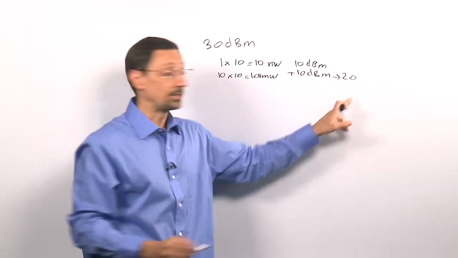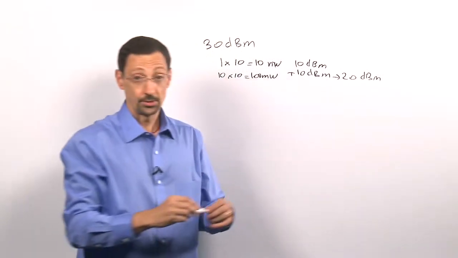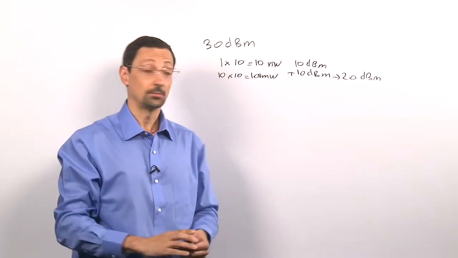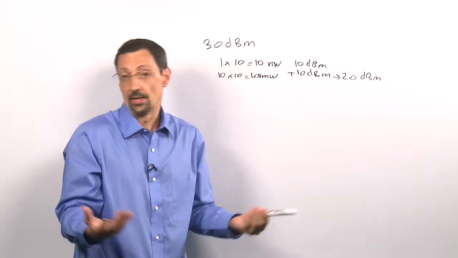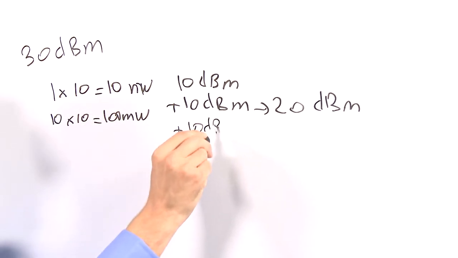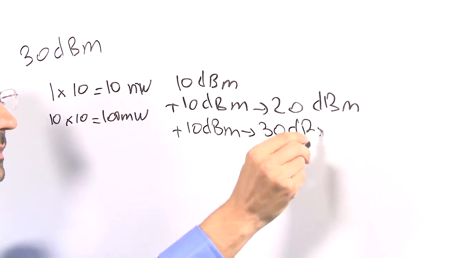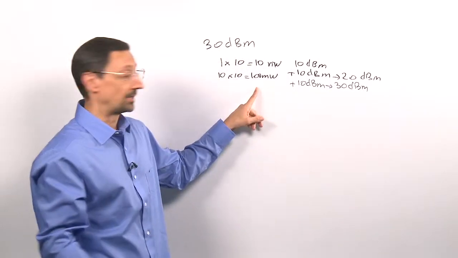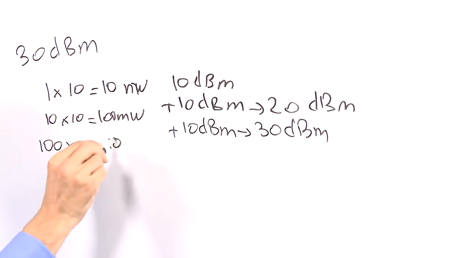All right, I'm at 20 dBm here. Let me write it down so it's clear. And I want to get to 30 dBm. Can I add 10 dBm? Well, yes, I can. I will get exactly there. And I know every time I add 10, I multiply by 10. So plus 10 dBm is going to be 30 dBm. And that means I multiply this by 10, so it's going to be 100 times 10, 1,000.